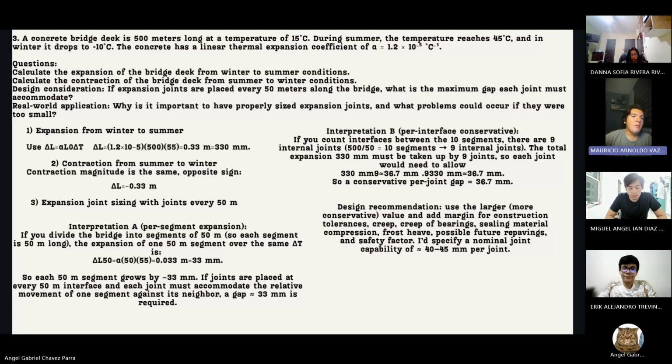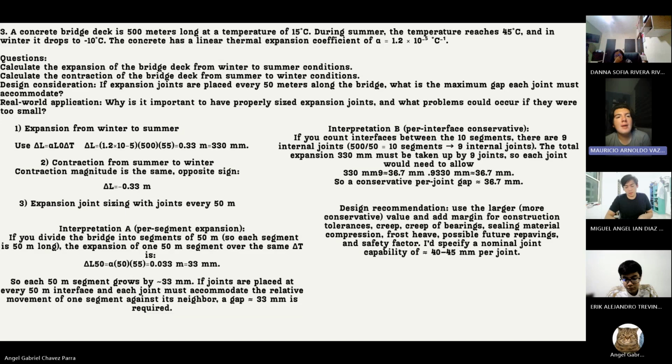Use the formula ΔL equals alpha times L0 times ΔT, which is 1.2 times 10 to the negative 5 times 500 times 65, about 0.39 meters. Step 1. Expansion from winter to summer.